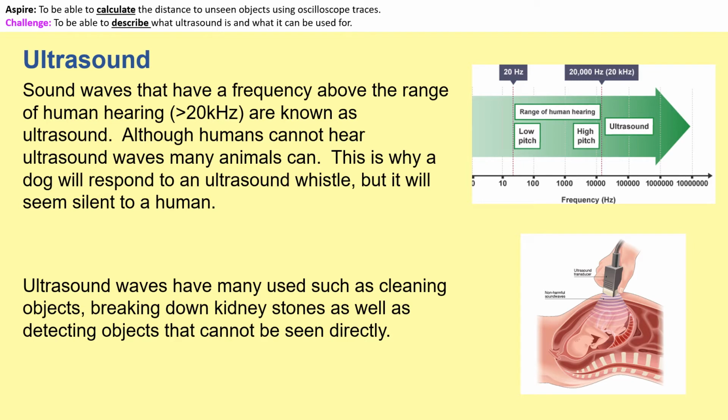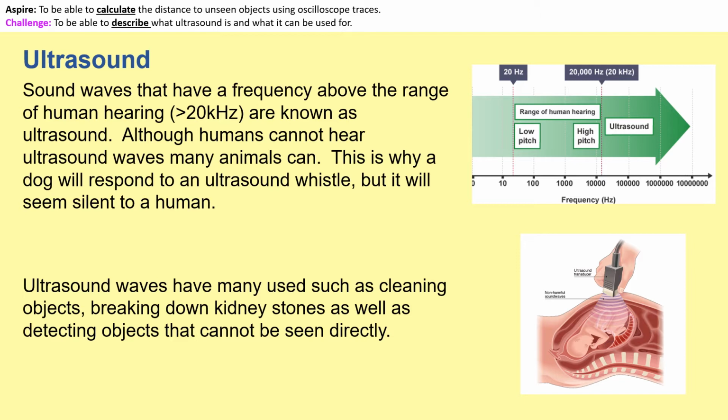We can use ultrasounds to clean objects. You get toothbrushes which have got ultrasound technology, and that just means that they oscillate that many times per second that they remove the plaque from your teeth. It just basically shakes it out. You can clean jewelry, all kinds of things with ultrasound.